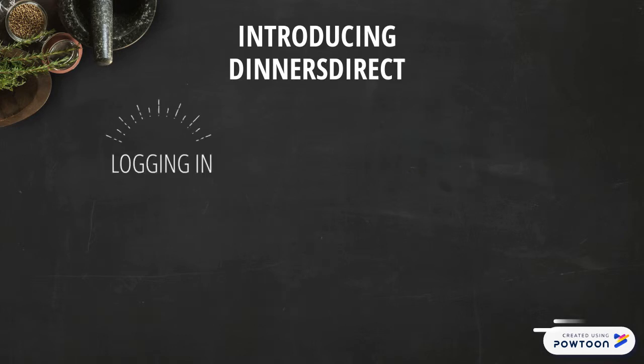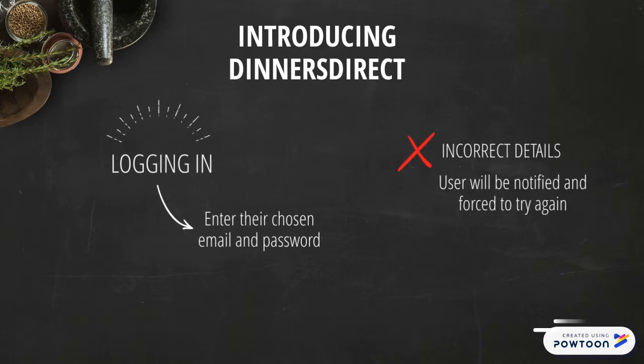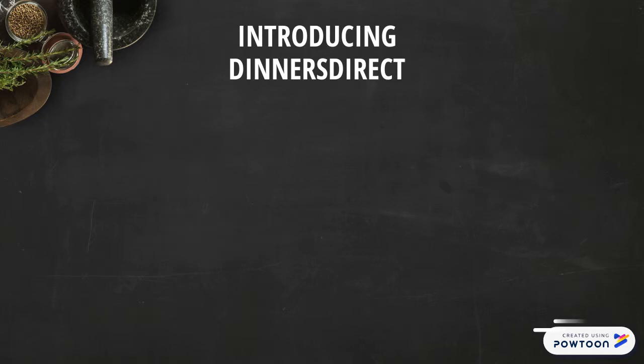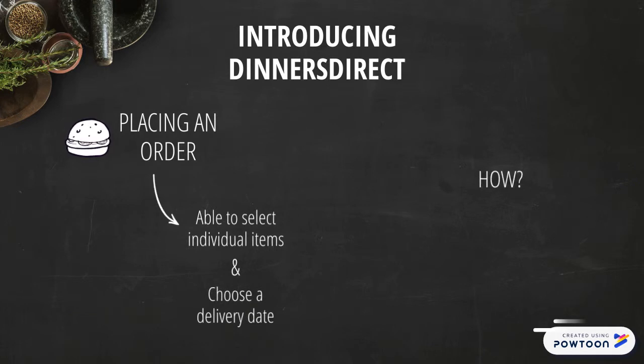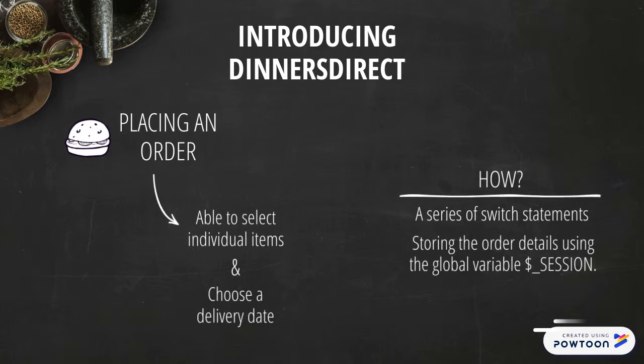Logging in. The user or the customer should be able to enter their chosen email and password. If the details are incorrect, the user will be notified and forced to try again. Placing an order. The customer should be able to select individual items and choose a delivery date. Choosing the set items for the cart variable was implemented through a series of switch statements, and storing the order details through this cart variable was done through using the global variable session.